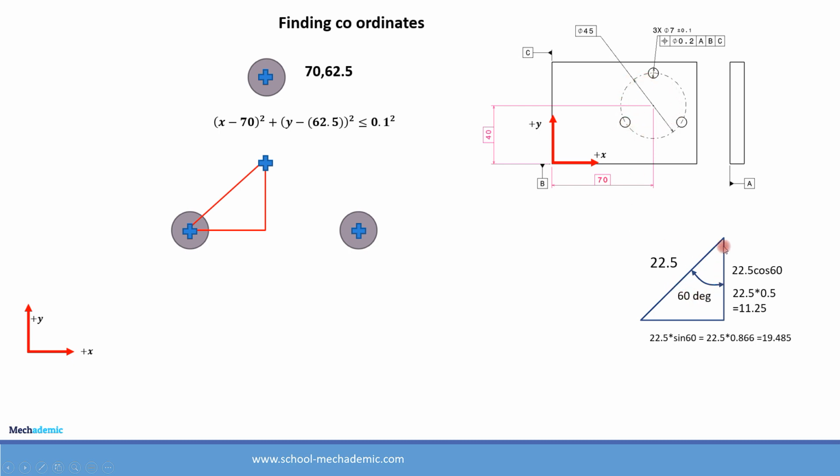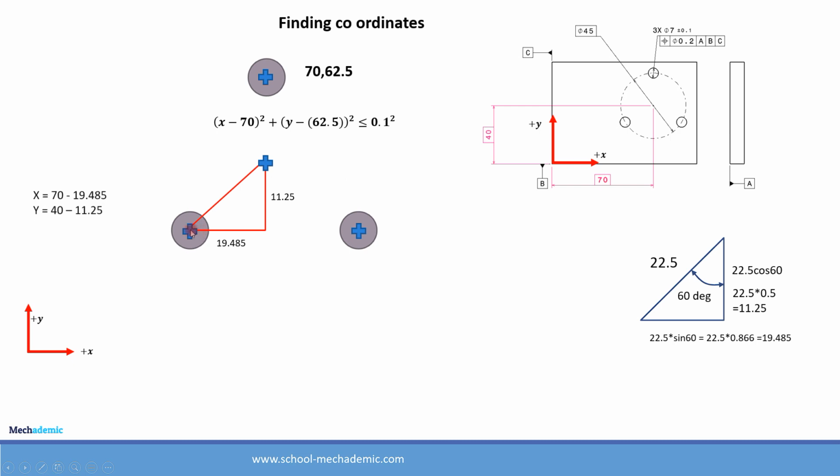So from that we can find out this vertical line and this horizontal line distance. The vertical line distance is 22.5 cos 60 degrees. 22.5 into 0.5 we get 11.25, and the horizontal line is 22.5 into sin 60, which is 22.5 into 0.866, equal to 19.485. So these two lengths are 11.25 and 19.485 from geometry. Now with that we can find out the coordinates of this point and this point.